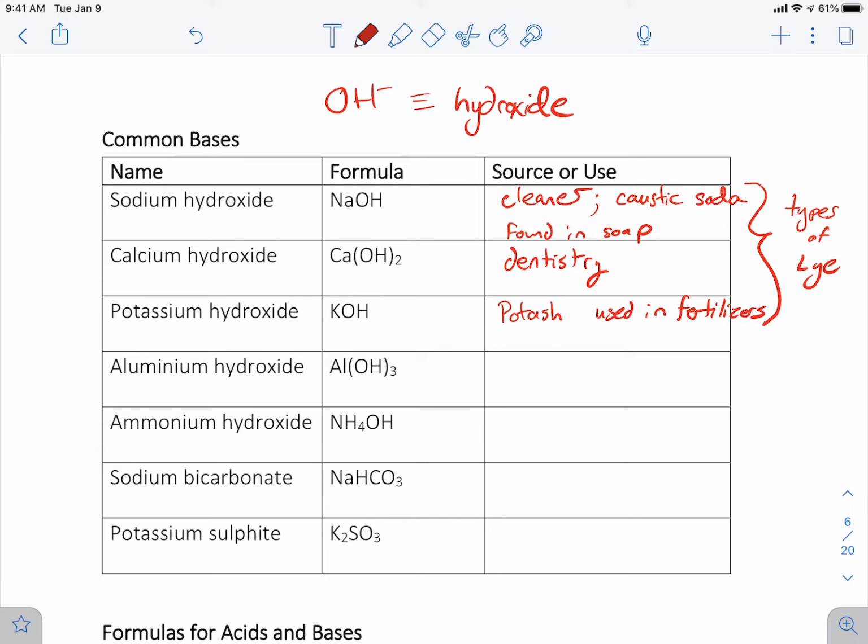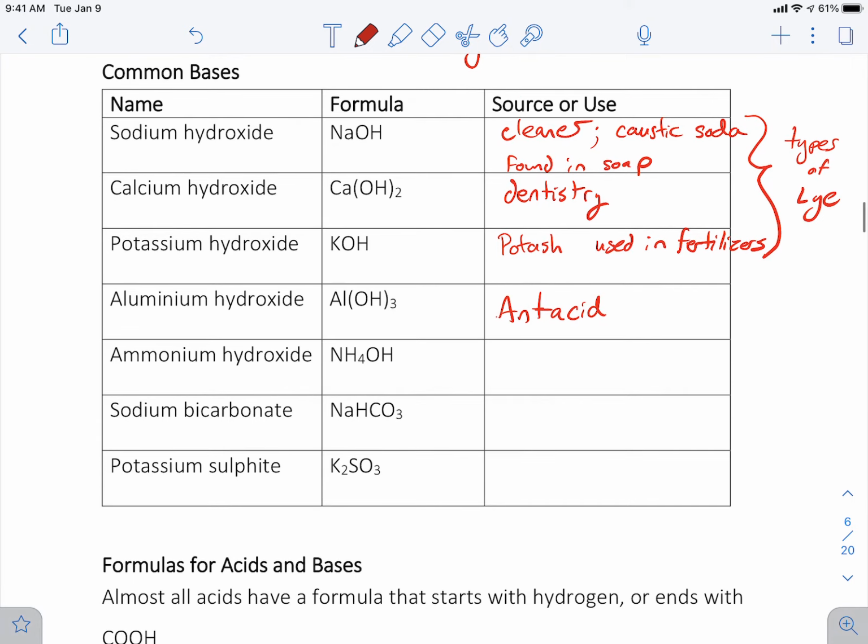Aluminum hydroxide is an antacid. I don't believe it's in Tums. I believe Tums has a calcium hydroxide or something. But sometimes, maybe it's Tums, they have aluminum hydroxide in them. So check your antacid cabinet and see if that's what you have.